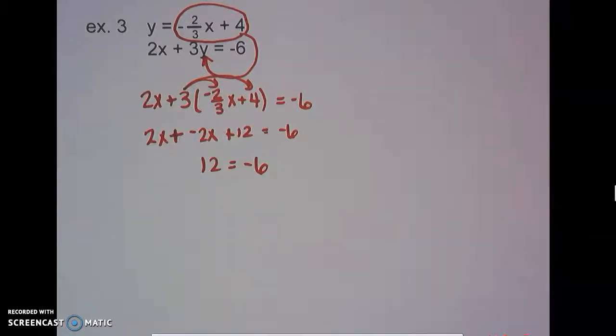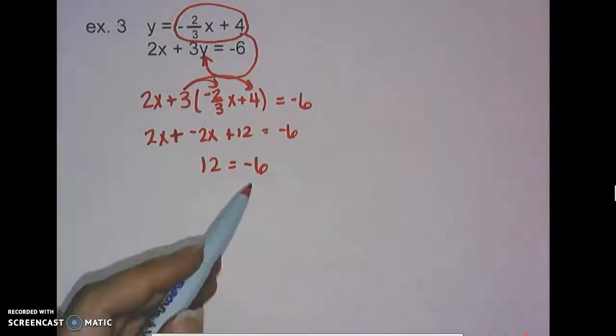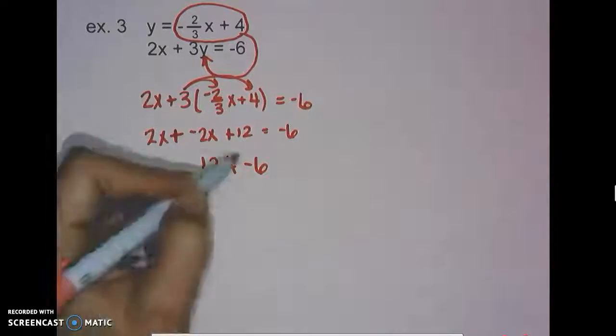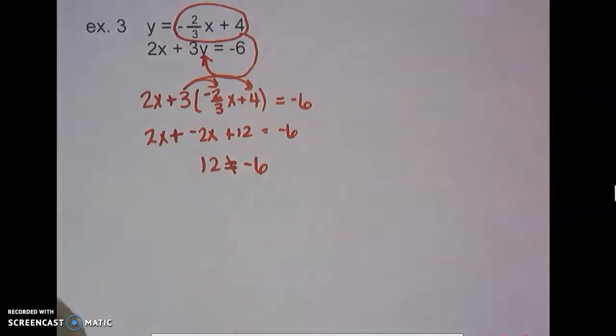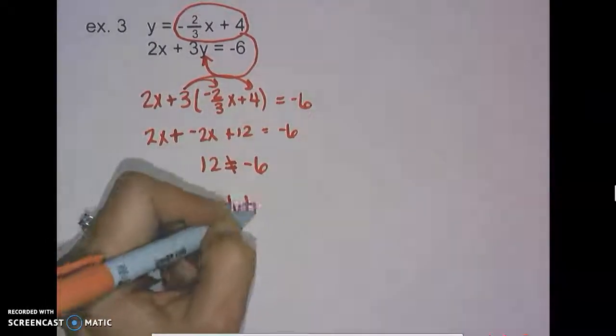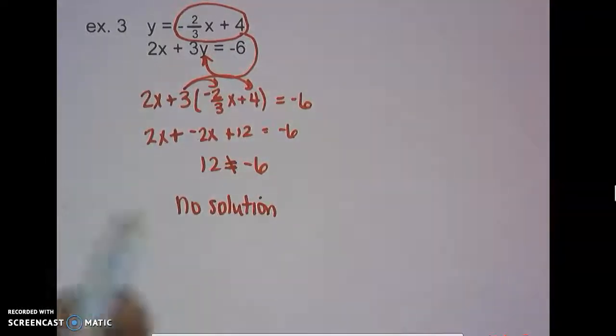Well, that doesn't make any sense. Our variables went away, which is okay. Is 12 equal to negative 6? Since that is not a true statement, 12 does not equal negative 6. This is one of our special case scenarios. Does this mean that we have no solution or infinite solutions if 12 does not equal negative 6? Since this is not true, we would have no solution as our answer.